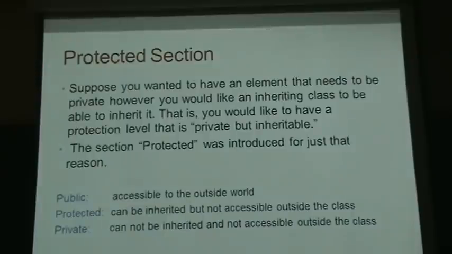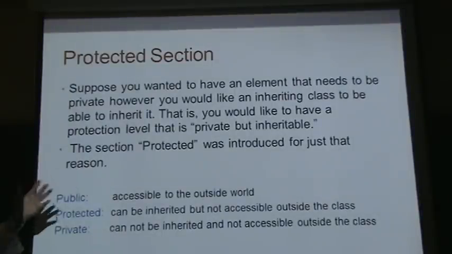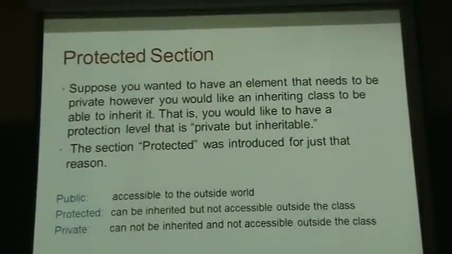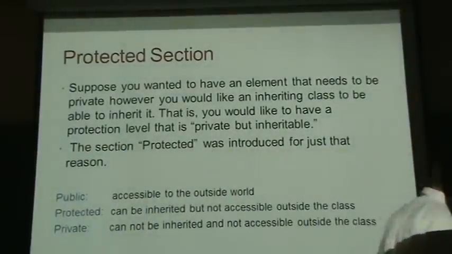So we would like to have a section that acts as private, but that can be inherited by derived classes. So a third protection area was added called protected. Protected data and functions can be inherited, but still act as though they're private to the outside world. A lot of people will say that the protected section is between private and public. It's private, but it's inheritable, whereas the private section cannot be inherited and is not accessed outside the class. Okay.